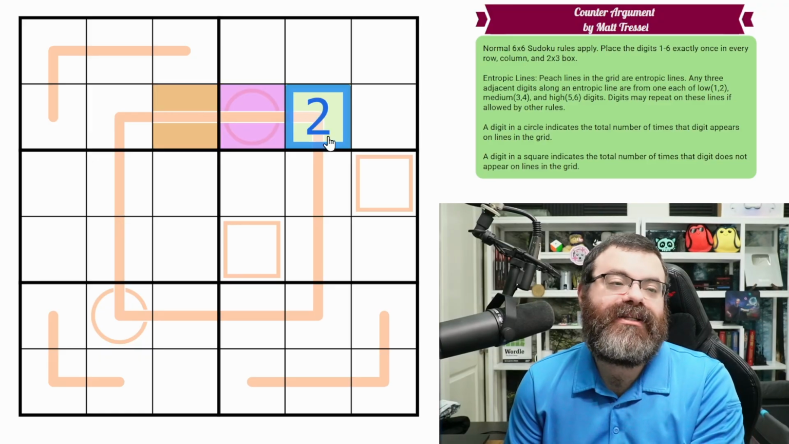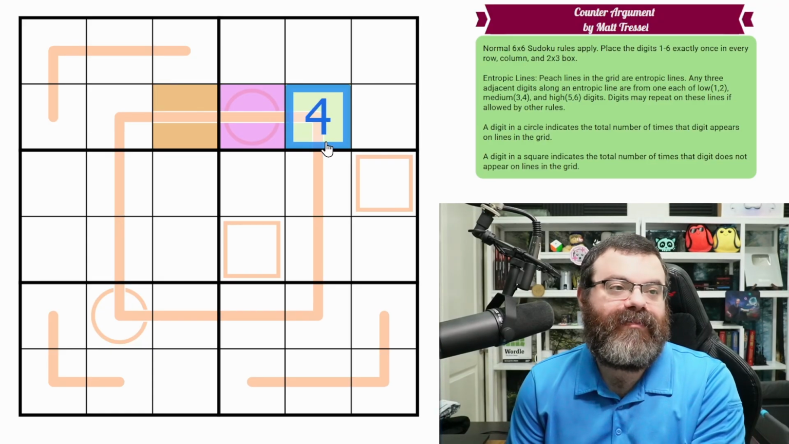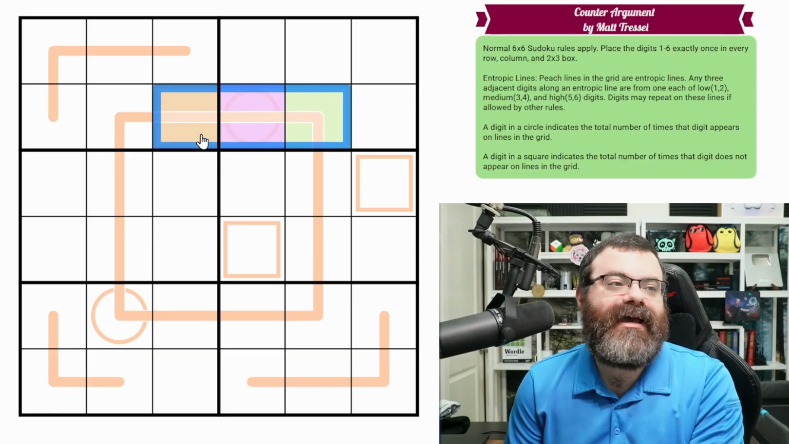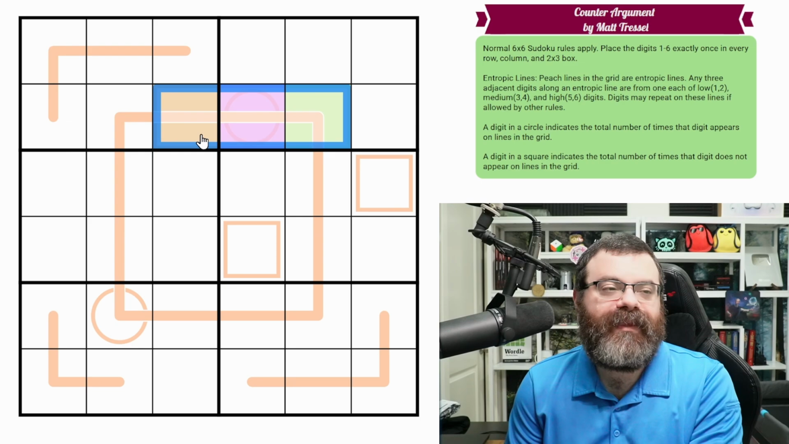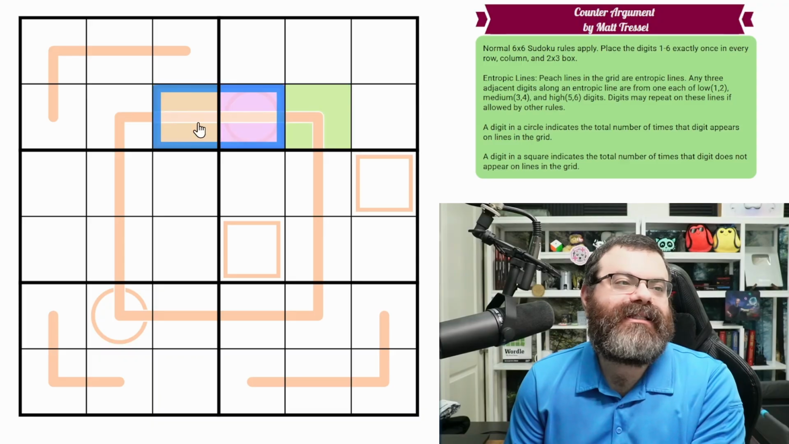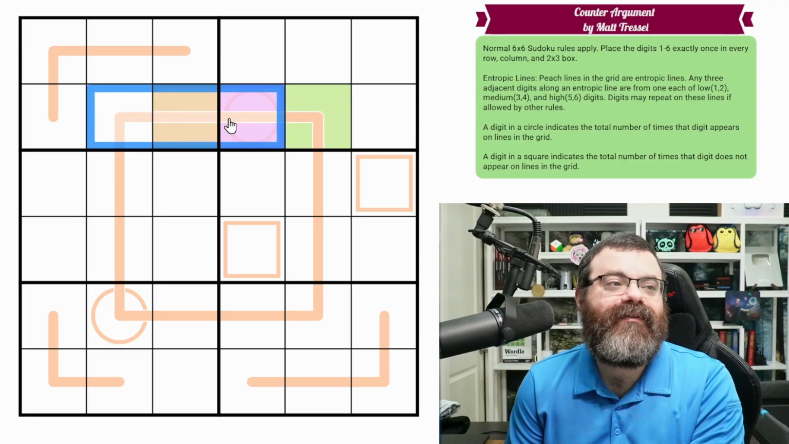If this is a 2, that means green is low. If this is a 4, that means green is medium, right? If this is a 5, that means green is high. We don't know which is which, but we know that this covers all 3 of them. So we can color them and say, well, we don't know which is which, but we do know that they're all distinct. Now, if we continue, these 3 already have a purple and an orange.